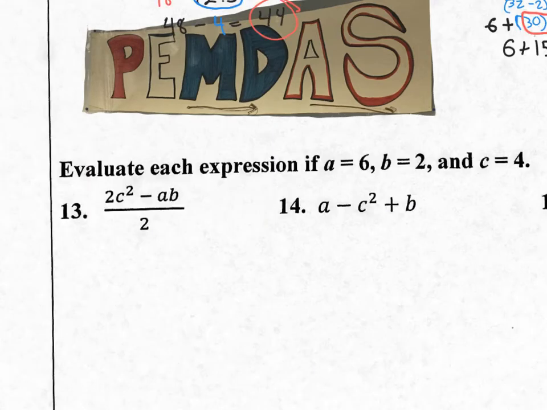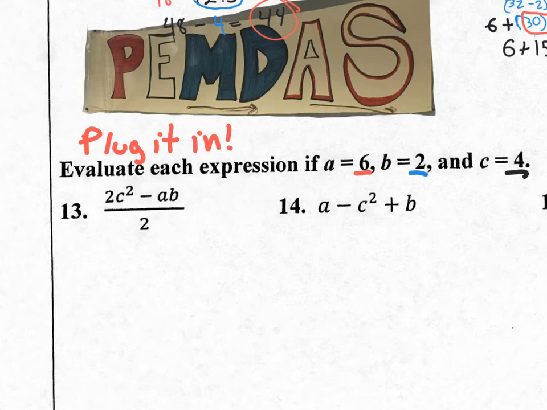Now this next part at the bottom half of the front side of the test, that's where we evaluate. What does evaluate mean? Plug it in, right? So what are we going to be plugging in? We're going to be plugging in the A value of 6. We're going to be plugging in the B value of 2. And we're going to be plugging in the C value of 4.